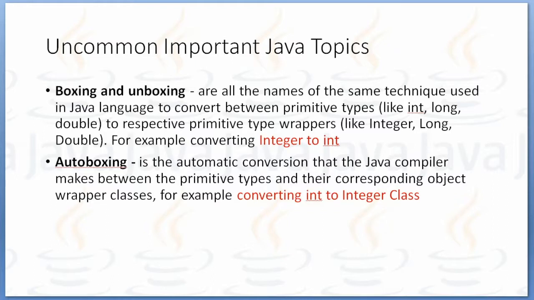Alright, boxing and unboxing are the names of the same technique used in the Java language to convert between primitive types like int, long, double to respective primitive type wrappers like Integer, Long, Double. For example, converting Integer to int. Autoboxing is the automatic conversion that the Java compiler makes between the primitive types and the corresponding object wrapper classes. For example, converting int to Integer class. So unboxing is converting Integer to int, and boxing or autoboxing is converting int to Integer class.